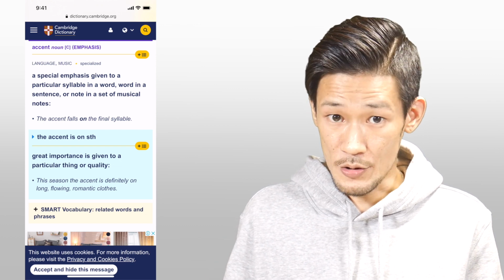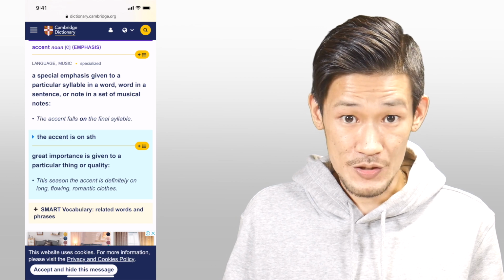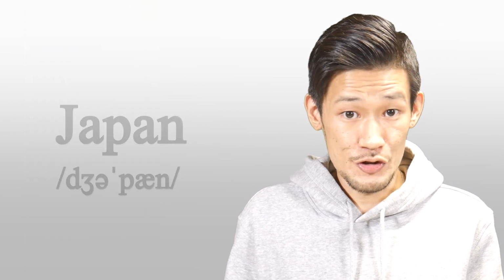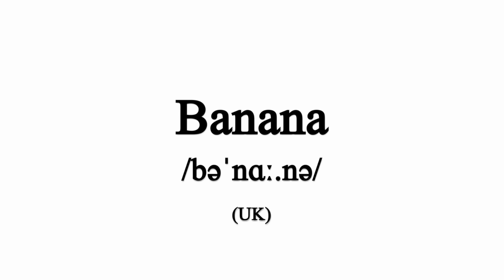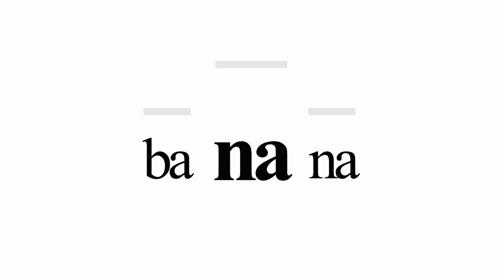This means what in English? This means stress, right? For example, Japan. The stress falls on the second syllable. So let's keep in mind, by accent, I mean something like stress for now. In English, an accented syllable or stressed syllable is pronounced louder, longer, and higher in pitch. For example, banana. The stress is on the second syllable, so the second syllable is pronounced louder, longer, and higher in pitch.